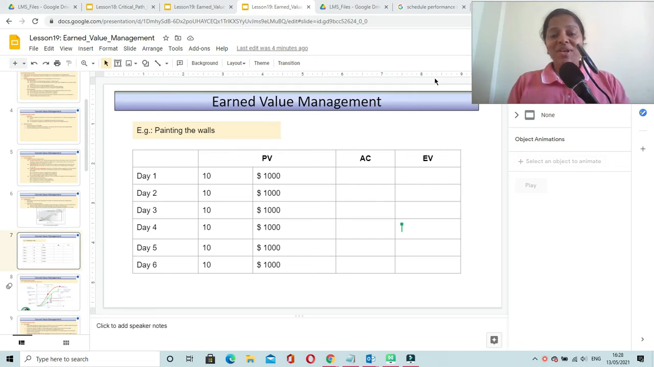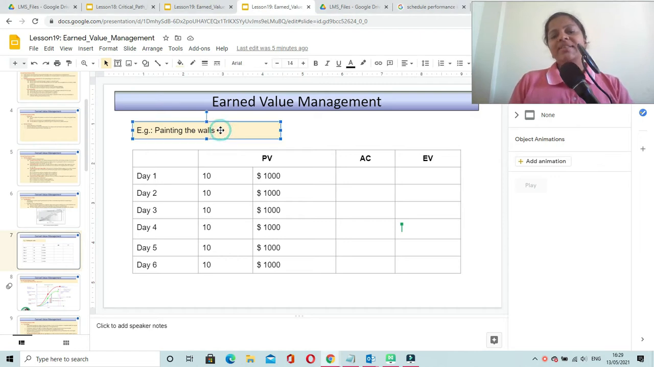Hi, welcome to Earned Value Management session. In this session, we are going to understand how we carry out earned value analysis. And we will consider the same example that we have considered in the previous session. So here the example is painting the walls, painting some walls in some construction project. So that is the task that we are going to carry out.